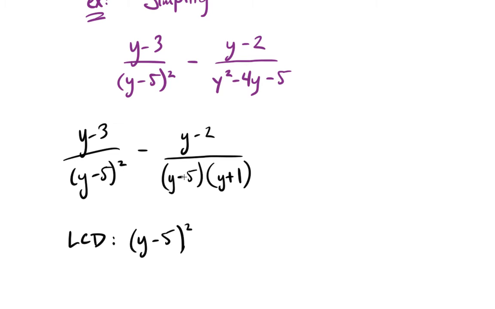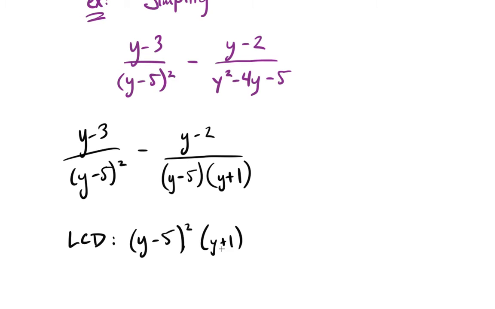Then we go to the next denominator. Now, do we already have a y minus 5? Yeah, we've actually got two of them. Okay, so we don't need to add an extra y minus 5 for this. Now, do we already have a y plus 1? No, we don't. So we're going to have to add a y plus 1 to the common denominator. So this will be our common denominator.